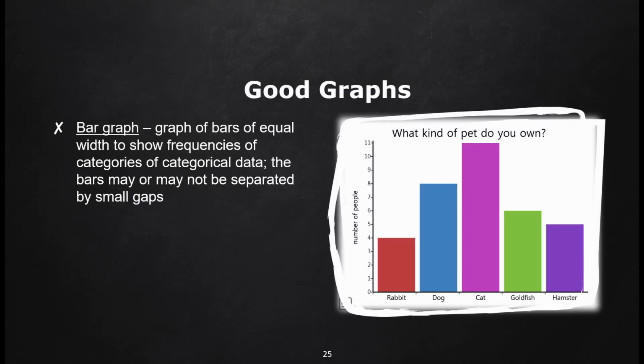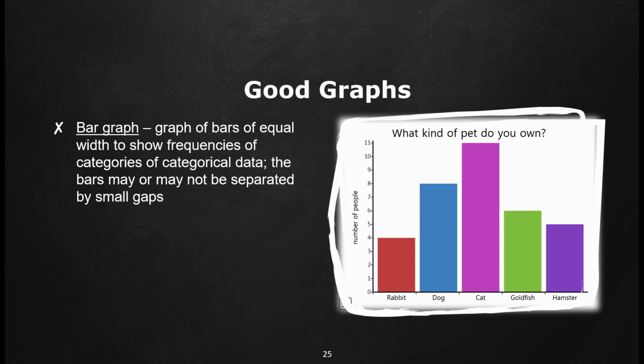Now here we got a familiar face, a bar graph. So all the bars have the exact same width, they have the same thickness. But if you take a look at the horizontal axis, that is categorical data. So rabbit, dog, cat, goldfish, and hamster. They're just categories, and the bars are separated by little gaps.